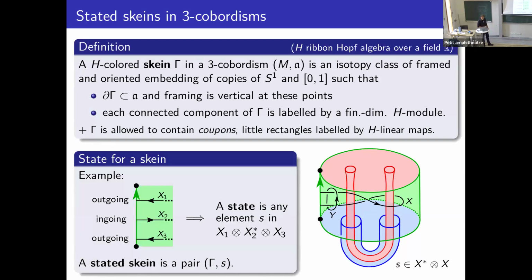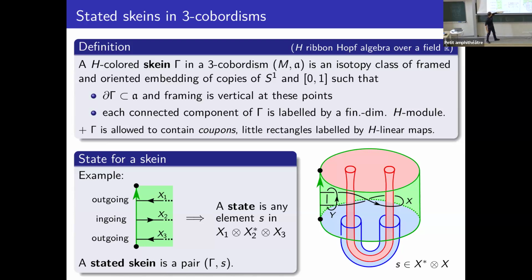And now let's see what a stated skein is. A state will be an element associated to what happens in the boundary. So look at this example here. Here you have a neighborhood of the arc. And when you look at a neighborhood of the arc, what you see is that some strands are arriving and others are going into the surface. So here you have outgoing, ingoing, outgoing. You also have colors x1, x2, x3.